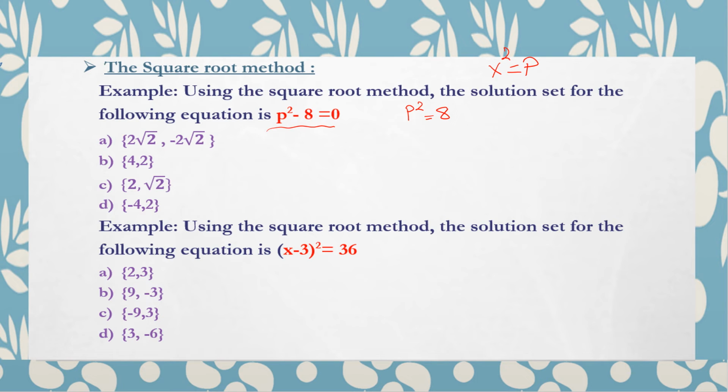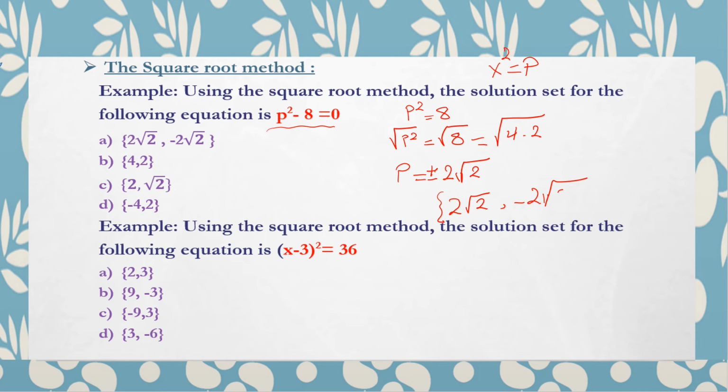Then by taking the square root for both sides, p squared and square root for 8. And there is no square root for 8, and we can say that square root for 4 times 2. So p equals plus or minus 2 times the square root of 2. So the solution set is 2 square root of 2 and minus 2 times square root of 2. And the correct answer is A.